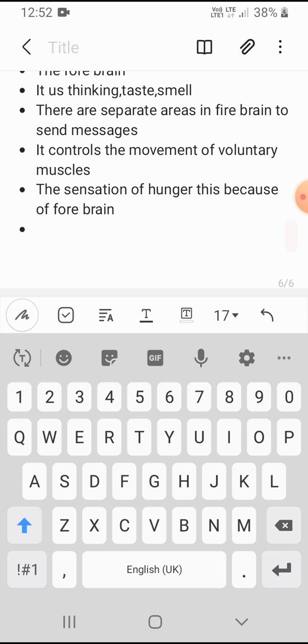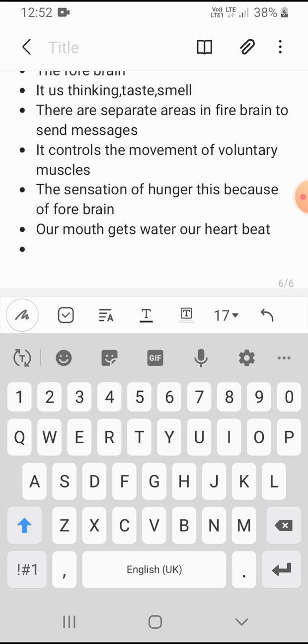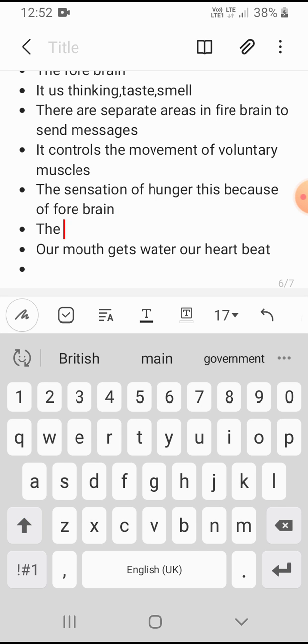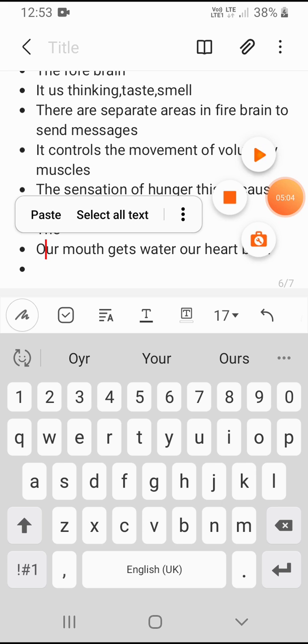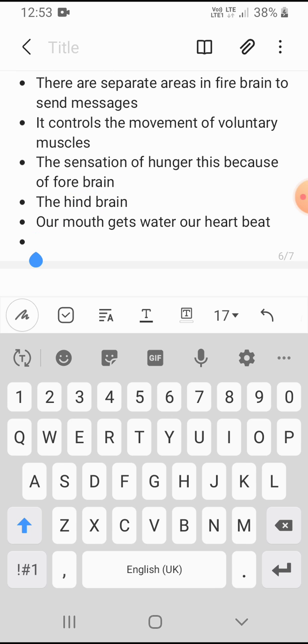Next, so our mouth gets water, and our heartbeat, and these are done by the hindbrain, or midbrain. So one minute, let's come to the hindbrain. Hindbrain and midbrain both I will explain. So next is, as you know, our mouth gets water and our heartbeat.